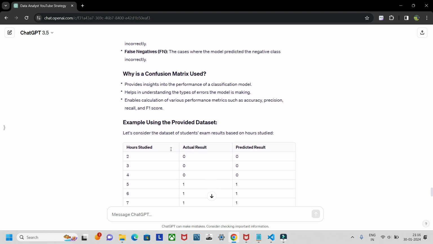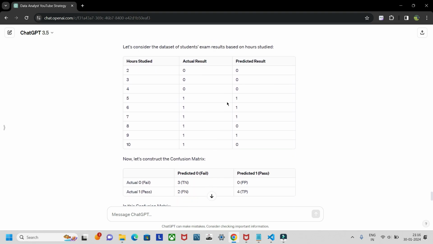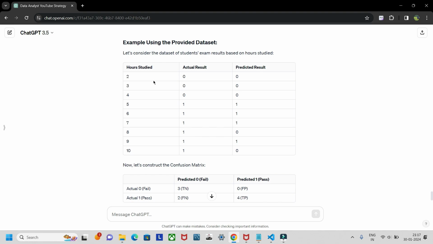Okay, let's understand this now with an example. So here's the data set. There are only 2 columns, and this is the target column. This is the variables or attributes, and this is the predicted result of the model. The hours studied are the data points and the actual result is 0 and 1. If you study 2, 3, 4 hours you will fail, and if you study above 4 it is, I think, a pass. Some random points, but just to understand, 0 is fail and 1 is pass. The predicted result is 0, 0, 0, 1, 1, 1, and here it has made some mistake, and here also it has made some mistake.